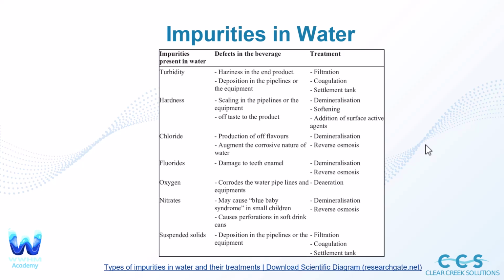So what are some of the treatments we can use to get rid of these? For turbidity, well, there's filtration, coagulation, and a settlement tank. For hardness, we can use water softening or addition of surface active agents. For chloride, we can use demineralization or reverse osmosis. For fluorides, a similar process. For oxygen, we can use deaeration. For nitrates, we can use demineralization or reverse osmosis. And then for suspended solids, we use a combination of filtration, coagulation, and settlement tanks.